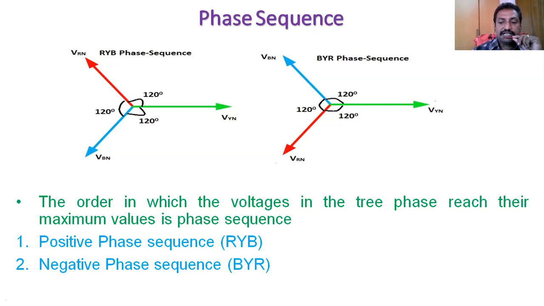Where is it applicable? Generally, when you want to connect a 3-phase induction motor, or you want to give the 3-phase supply in household or industrial applications, we want to give it in such a phase sequence. Mostly positive phase sequence is preferable.